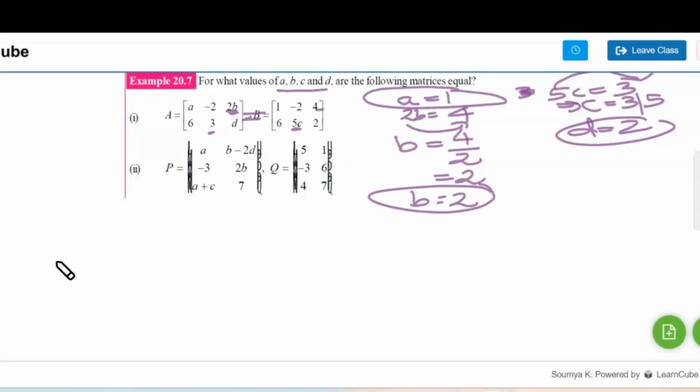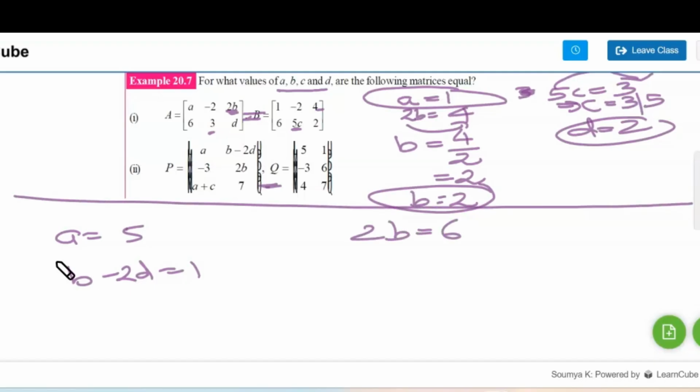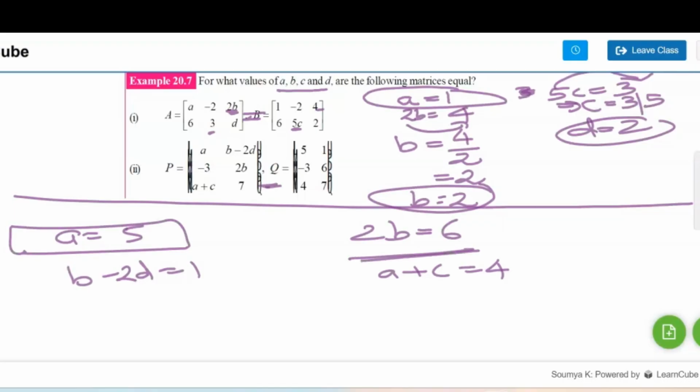And how to do that? Let's try out that question. A is equal to 5, because since they are the same, P is equal to Q. b minus 2d is equal to 1 from the given equation. Okay, now 2b is equal to 6 and a plus c is equal to 4. These are the values. So a, you already have as 5. Now b you can find out easily from this one. b is equal to 6 by 2, that is equal to 3. Okay, b is clear. b is equal to 3.